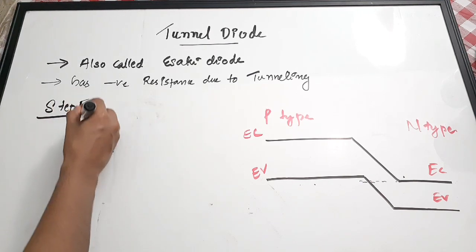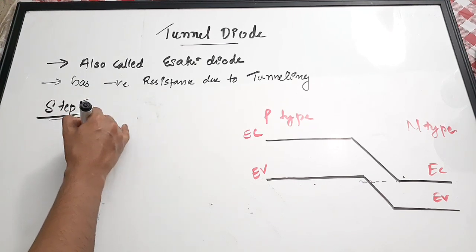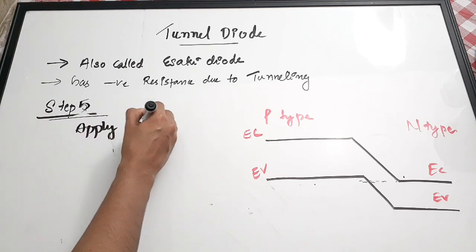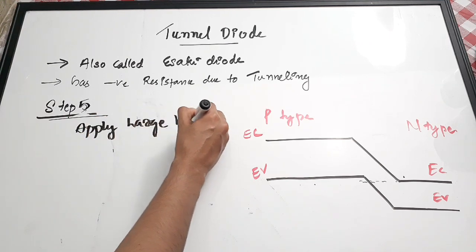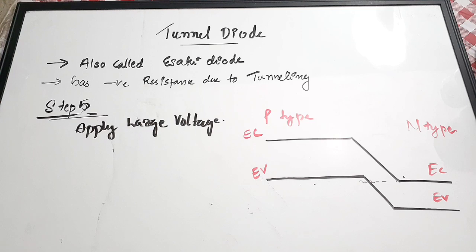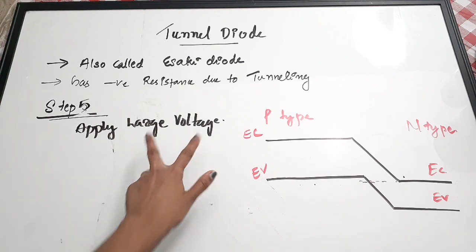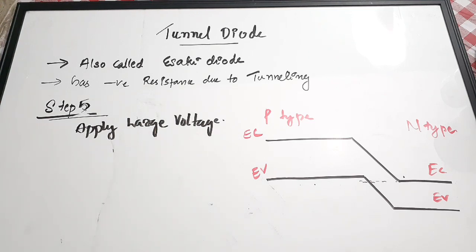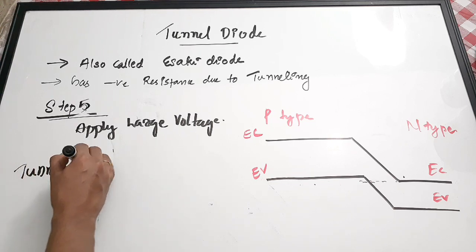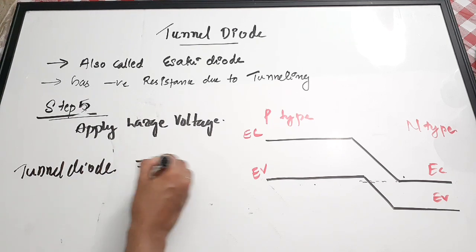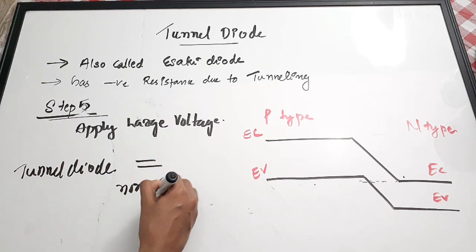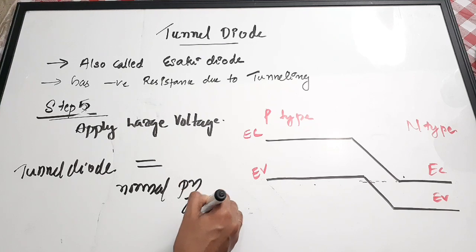We are going to apply a large voltage. So when a large voltage is applied, the tunneling will actually stop and this tunnel diode will work like a normal PN junction. At this point, the tunnel diode will start behaving like a normal PN junction.